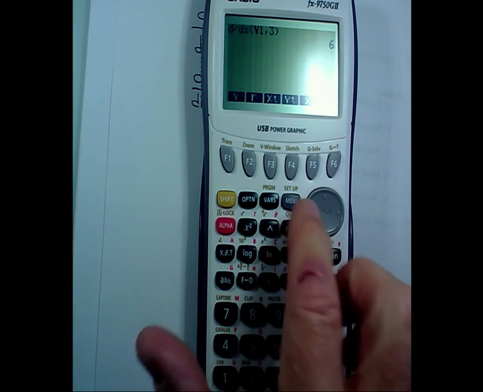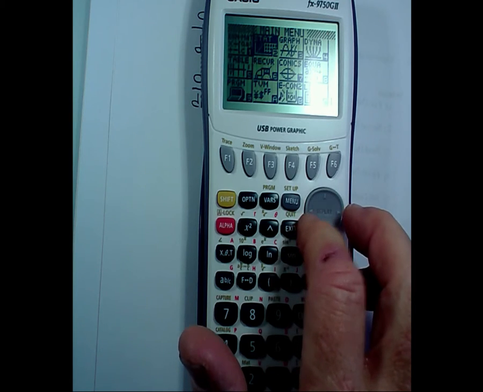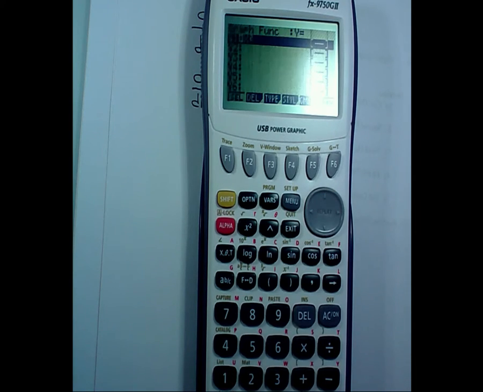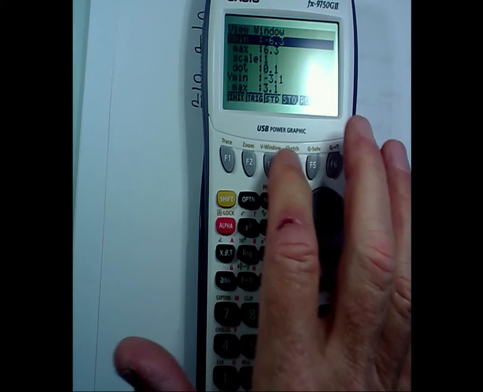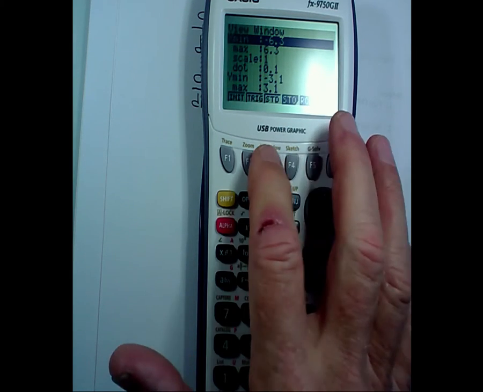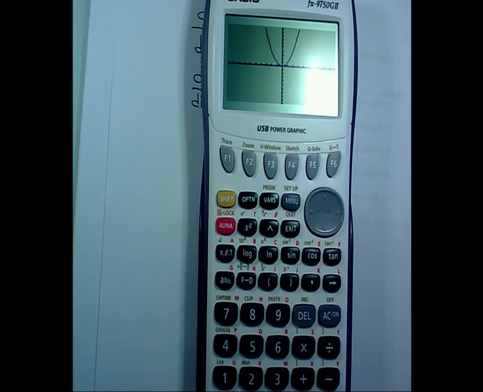So I'm going to go to menu, and I'm going to go to graph, and I have to check my window. I don't like my window. So I got the graph, don't I? Right?